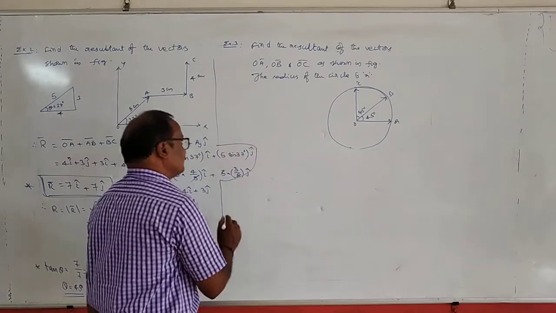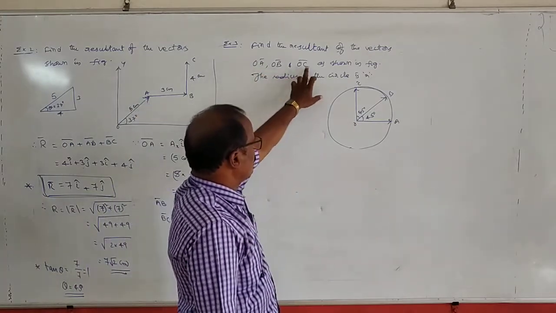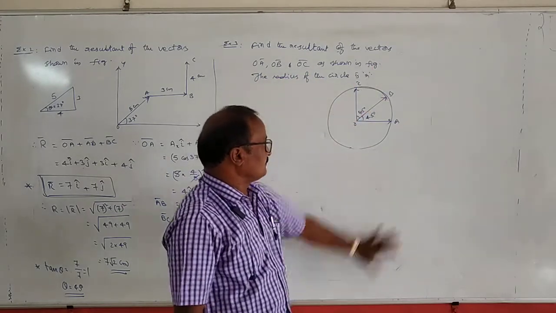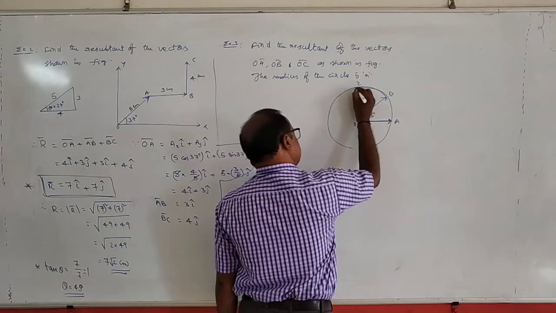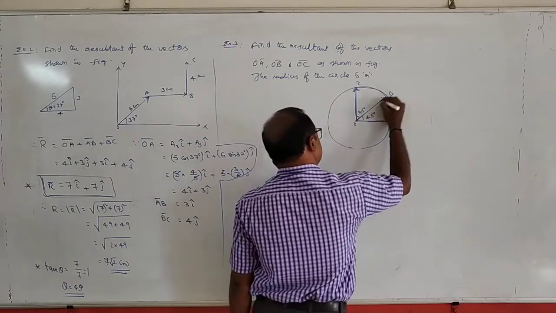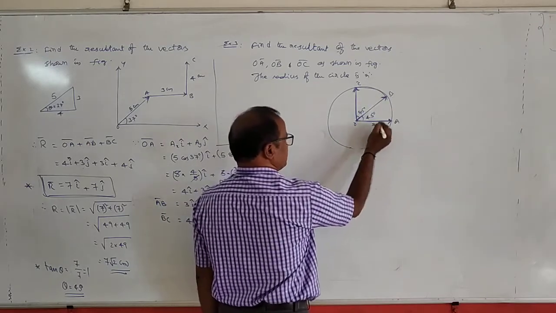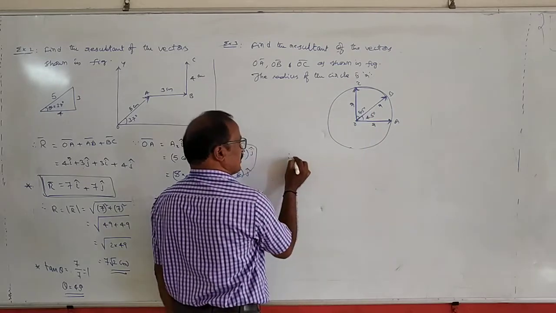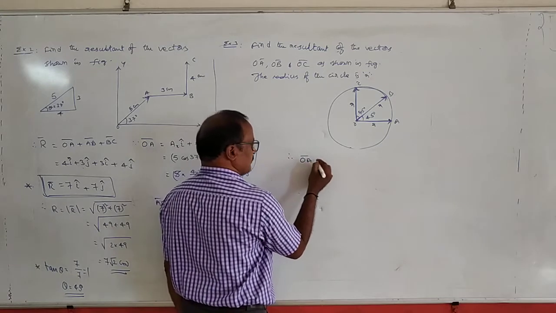Here is the second question. Find the resultant of the vectors OA bar, OB bar, OC bar as shown in the figure. Radius of the circle is given by small r. This is OA bar and this is AC bar and this is OB bar. Radius is equal to R. How can you write down all these three vectors? First, OA bar is equal to.